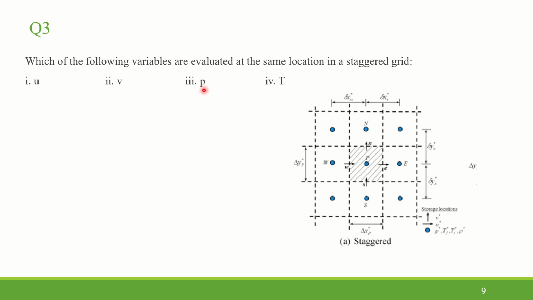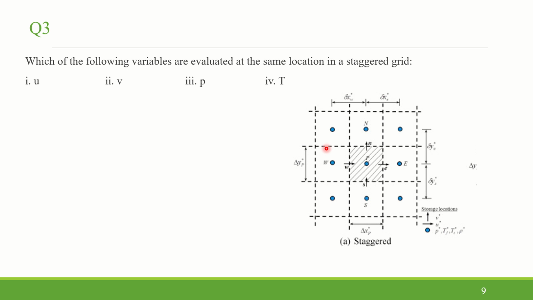Whereas if we take a look at pressure and temperature, we know that both of them will be evaluated at the midpoint of the cells. So these two are evaluated at the same location in a staggered grid, whereas u, that is x velocity, and y velocity v are being calculated at different locations in the staggered grid system. So the answer is option 3 and 4.